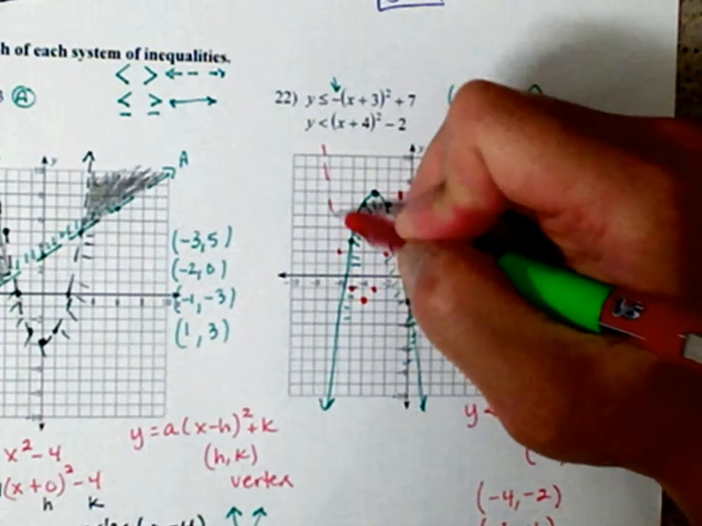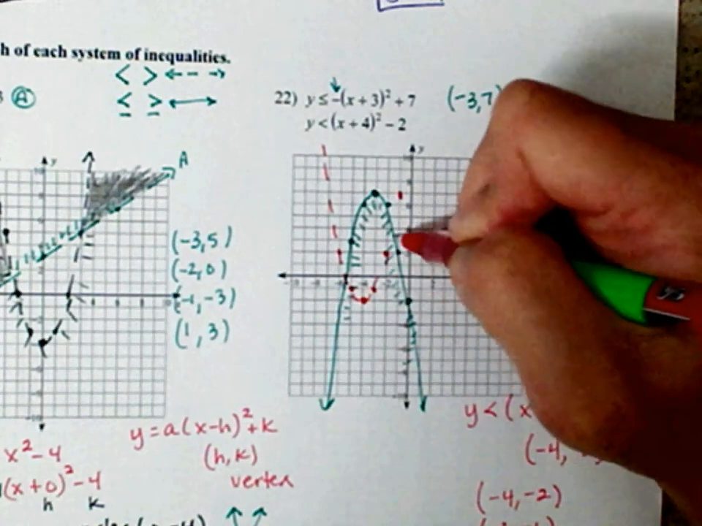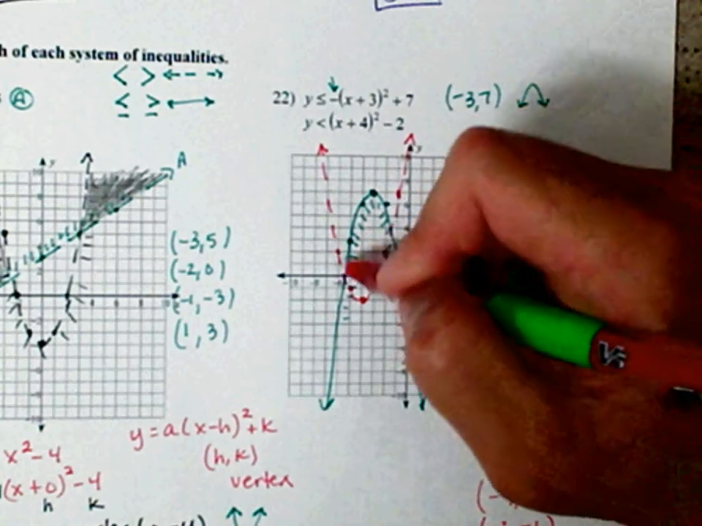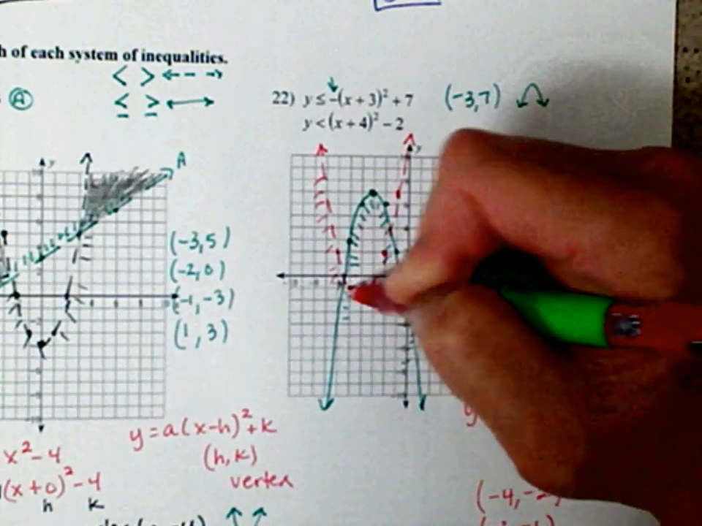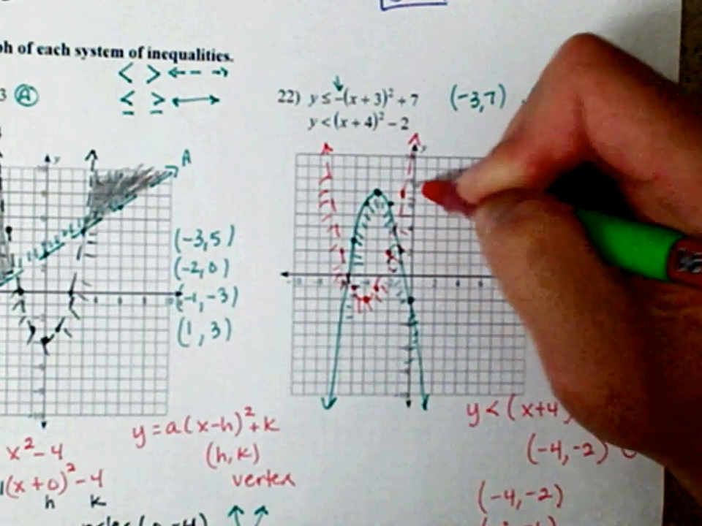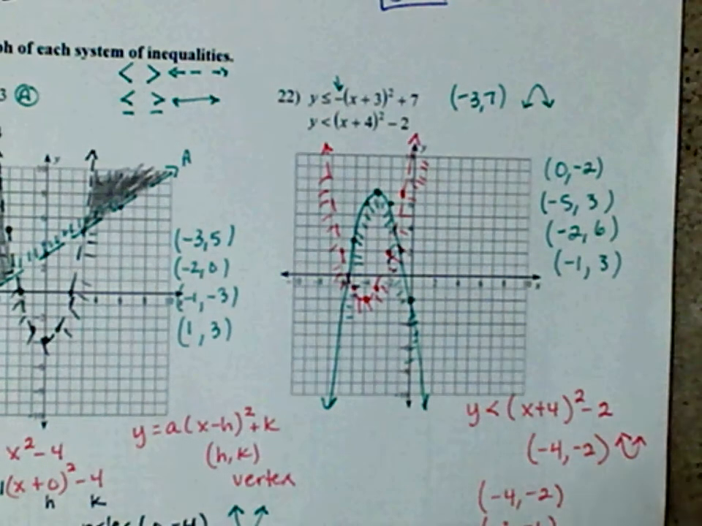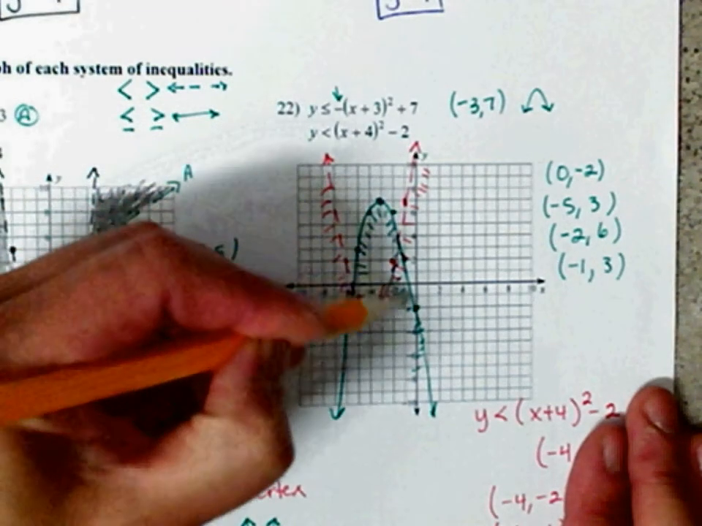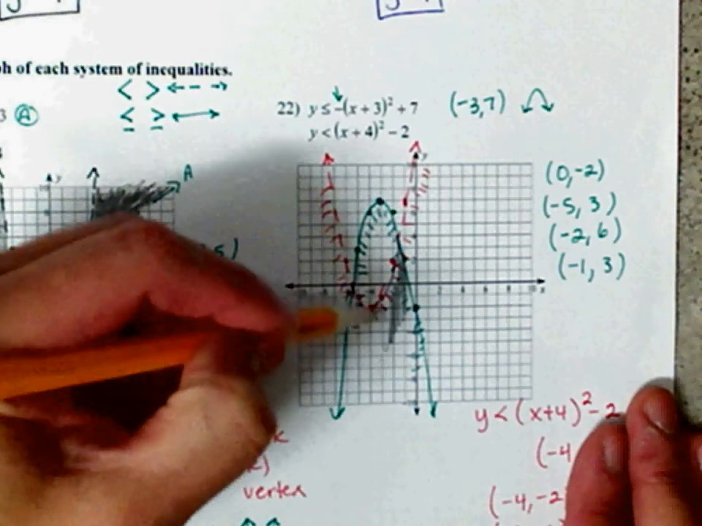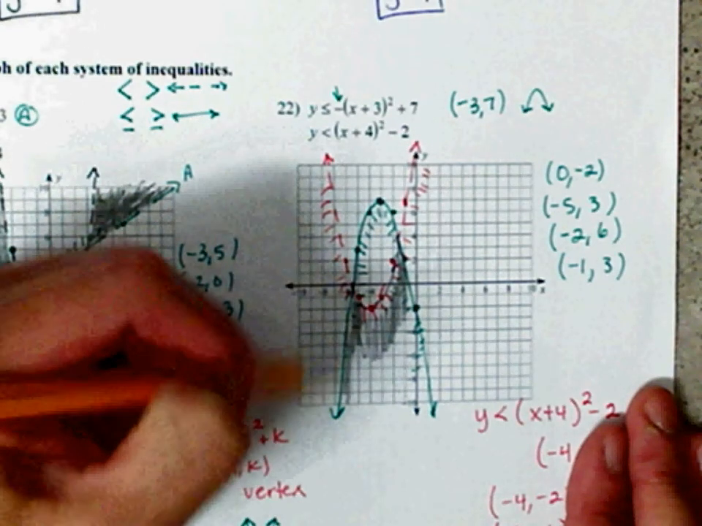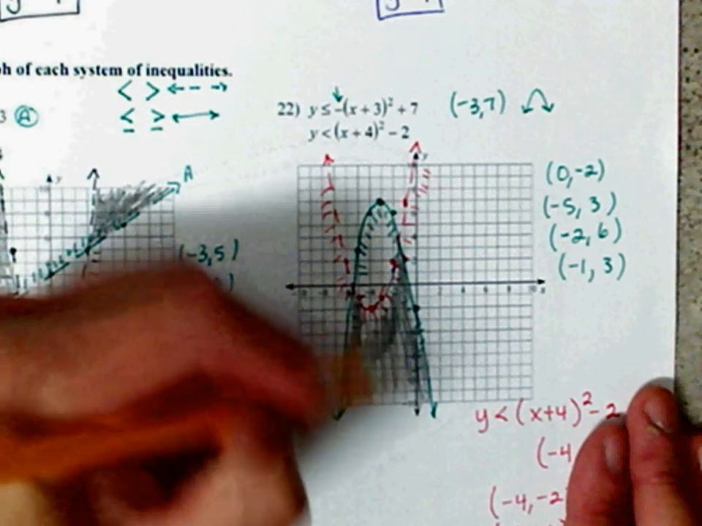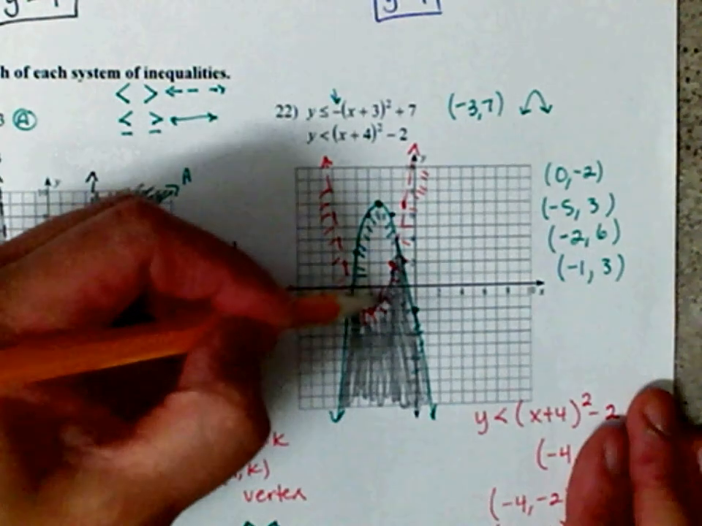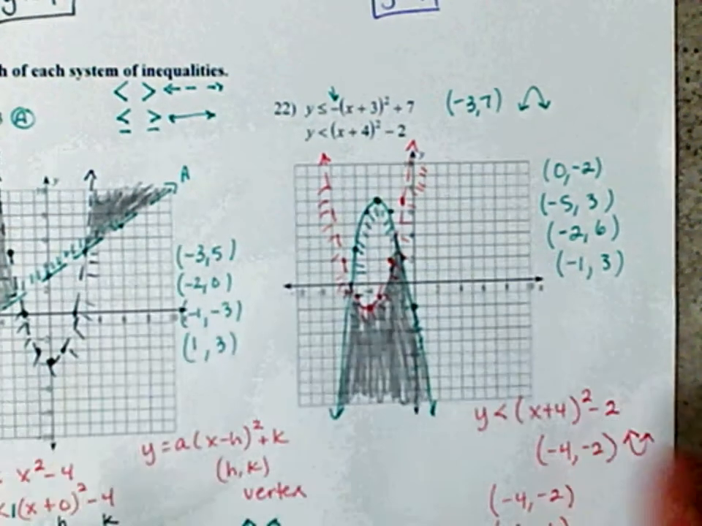Notice, this one is dashed, okay? y is less than. Where's less than? It's all going to be outside. Now, if you look at this very carefully, where do you see them overlapping? Well, I see them overlapping from here all the way down. So you can just color those in, just like that, and there you have your overlap, okay? And there you have number 22.